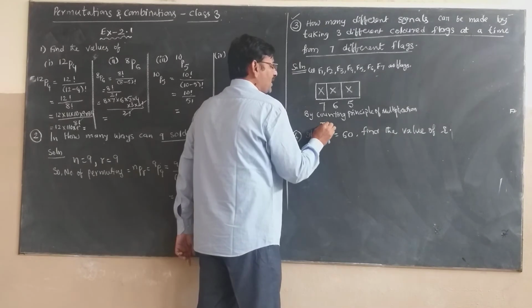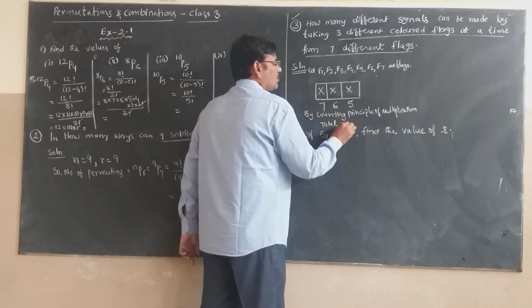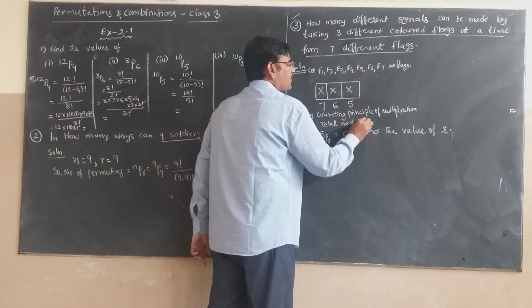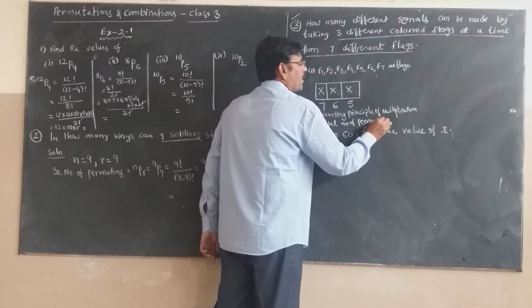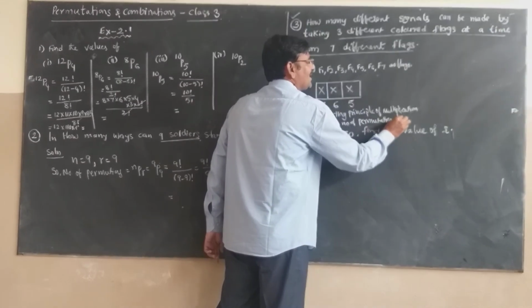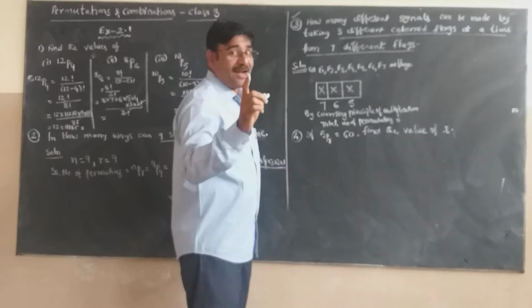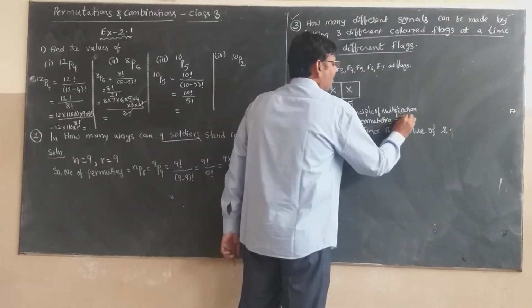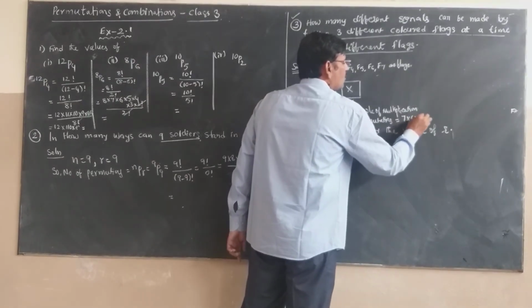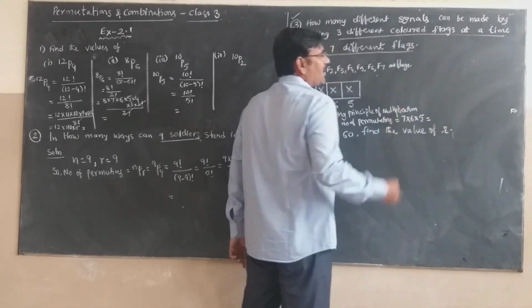the total number of permutations is equal to M into N, like that 7 into 6 into 5. Let me note this line.